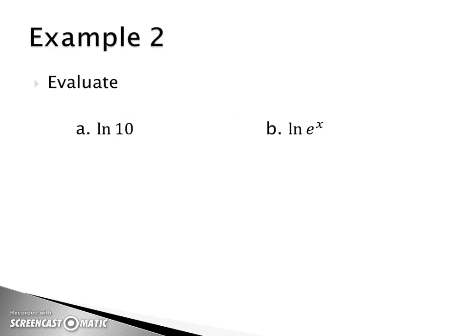To evaluate, we can just type these into our calculator. There is a natural log button. So you press ln 10 on your calculator, and you get about 2.30. Now, natural logs and e's are actually inverses of each other, so a natural log of an e actually cancels. It's whatever's in the exponent that's left. So here we just get x.